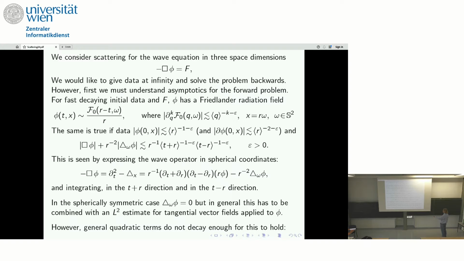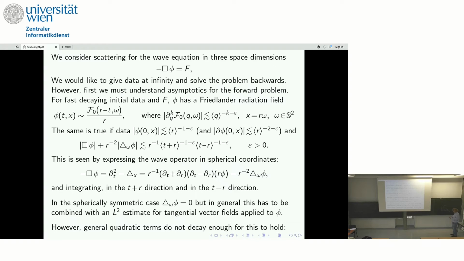And when you do, you will see that what you actually need for this limit to exist is exactly that it's integral in the t plus r direction and in the t minus r direction. So basically, what you do is that you take some point in here and you integrate back to initial data over this region in t plus r and t minus r, and then you get that r times phi is equal to the integral over this region.